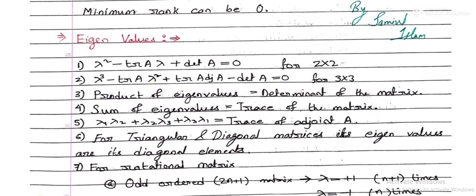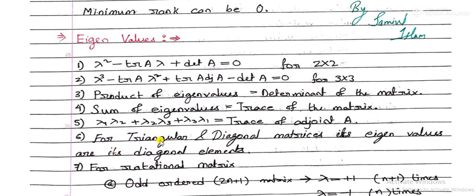Now number 5, how to find the trace of adjoint A. If you have lambda 1, lambda 2 and lambda 3 for 3 cross 3 matrices, then lambda 1 lambda 2 plus lambda 2 lambda 3 plus lambda 3 lambda 1 gives you the trace of adjoint A.